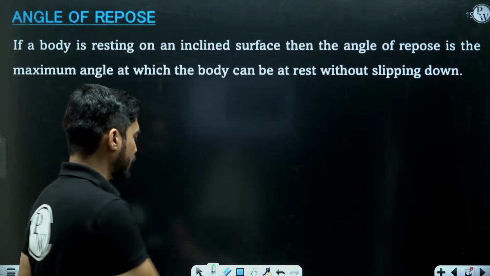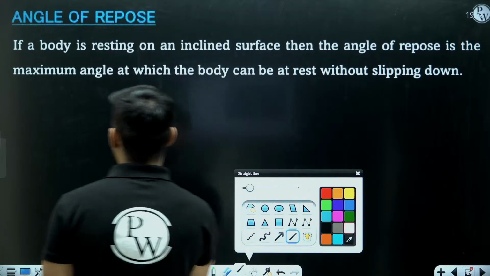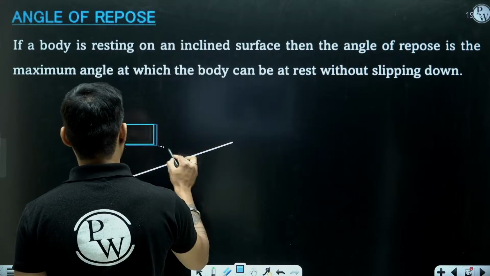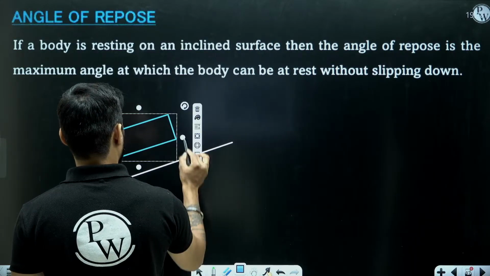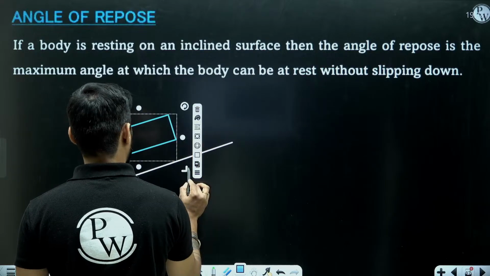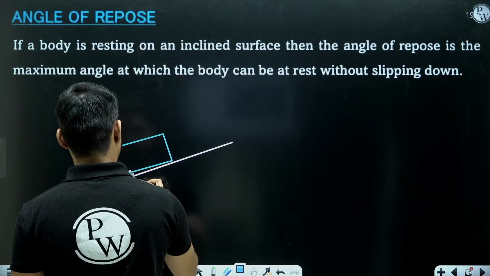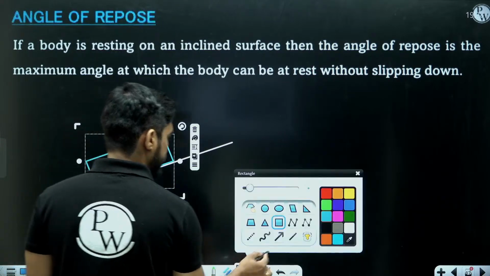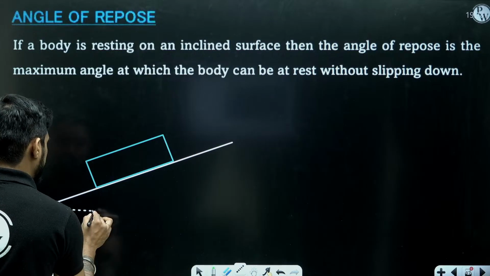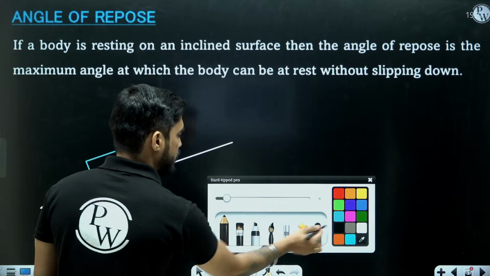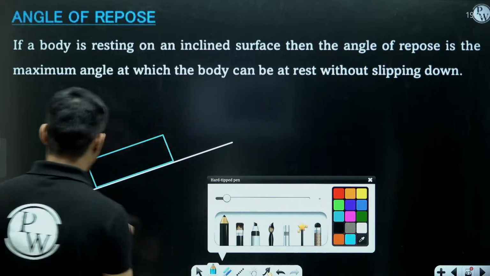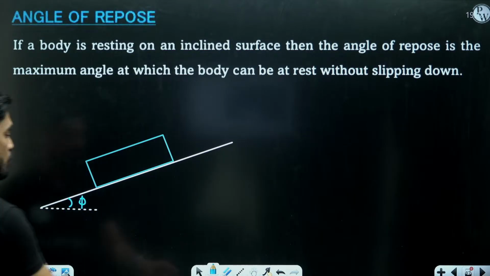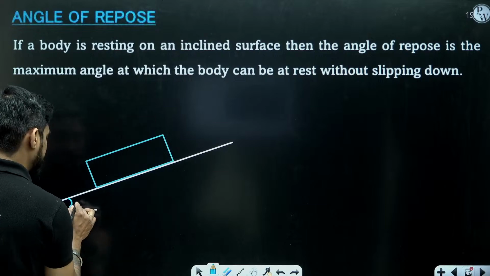So what is angle of repose? If a body is resting on an inclined surface, then the angle of repose is the angle of inclination at which the body starts to move, the body starts to slide. Let me call this angle theta.